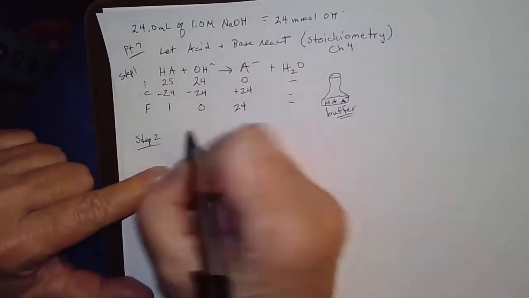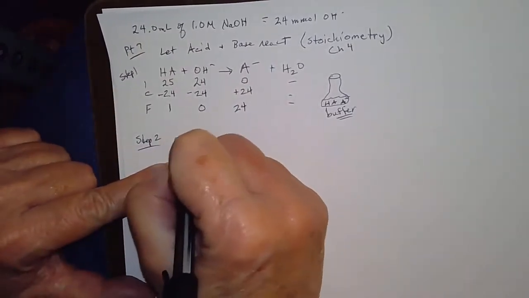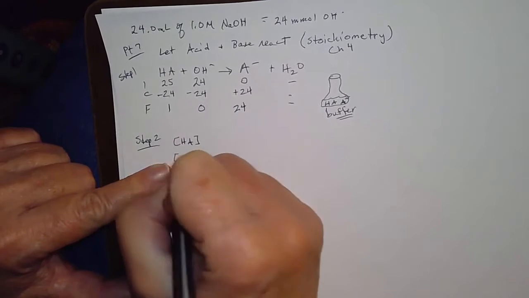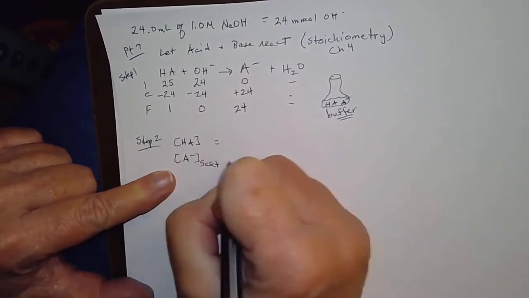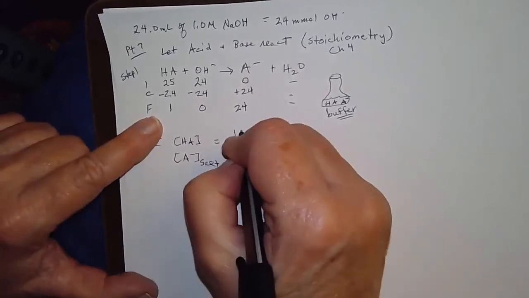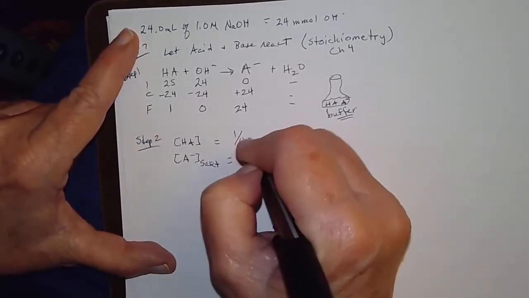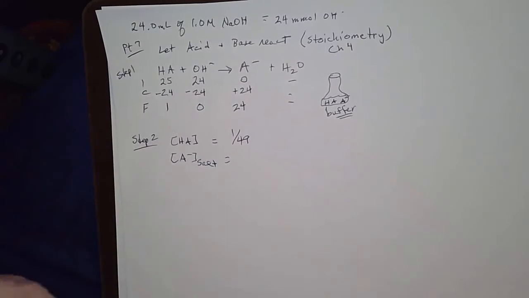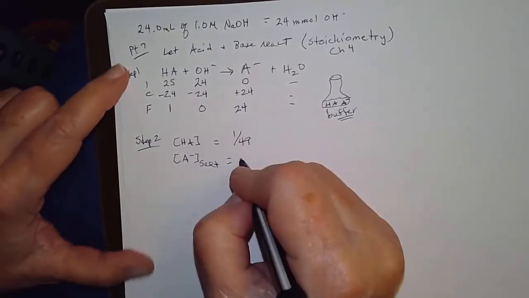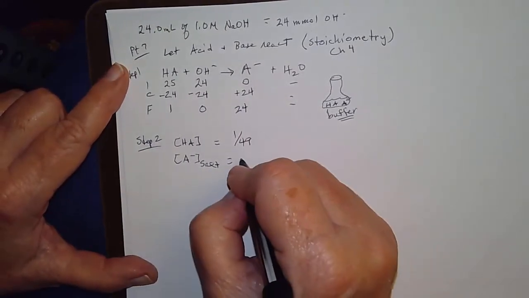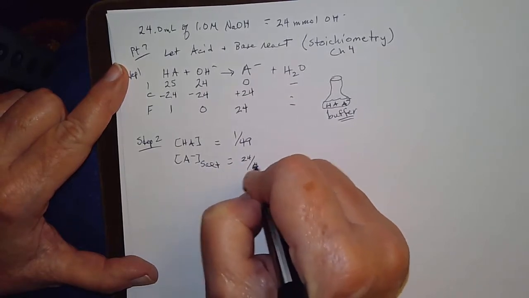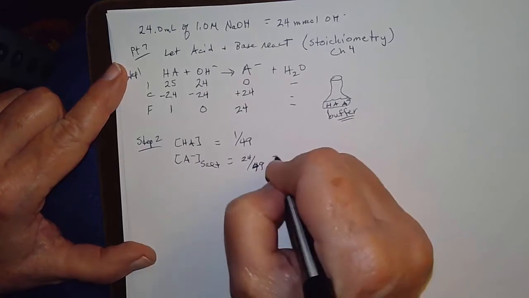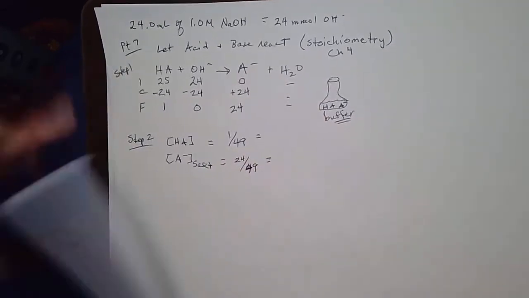All right, step 2. We have to calculate the concentration of HA after the neutralization and how much salt we formed. Remember, this is our salt. And so we end up with 1 over 49, because we did 24 plus 25. And then we have 24 over 49. And that gives you your concentrations.